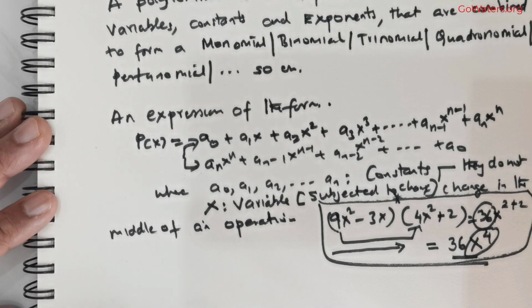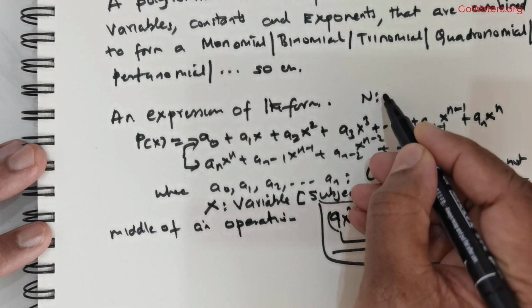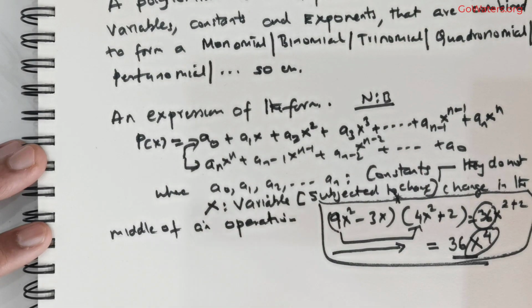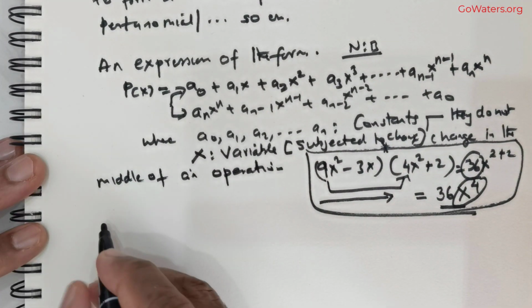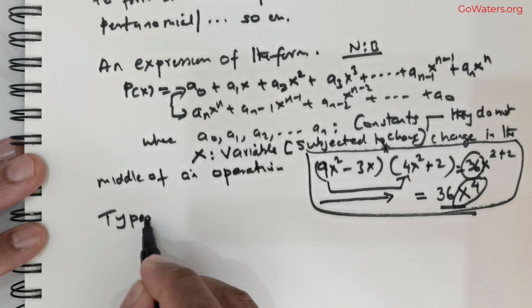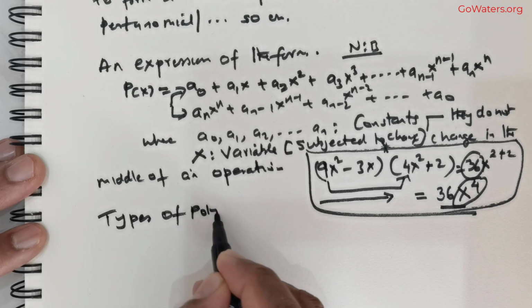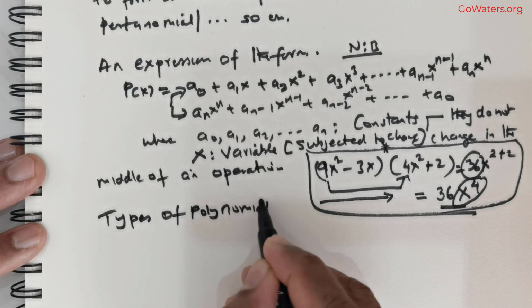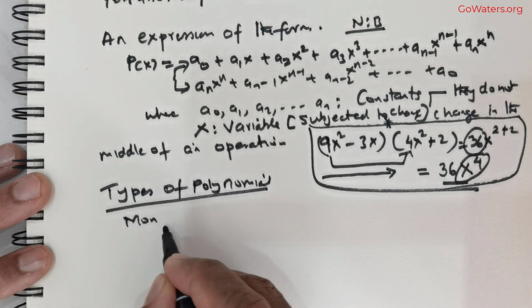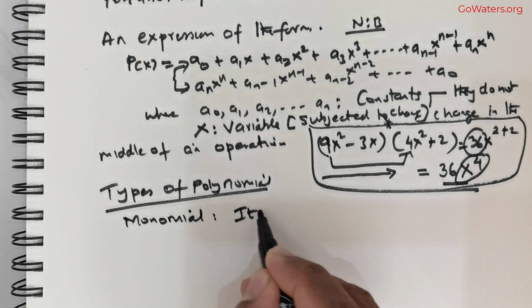Moving on, the noteworthy point before we move on is this: this is the mathematical way of representing the polynomial. Have that in mind. Now we will start off with types of polynomial. The first prominent type is called a monomial. Let me define it.